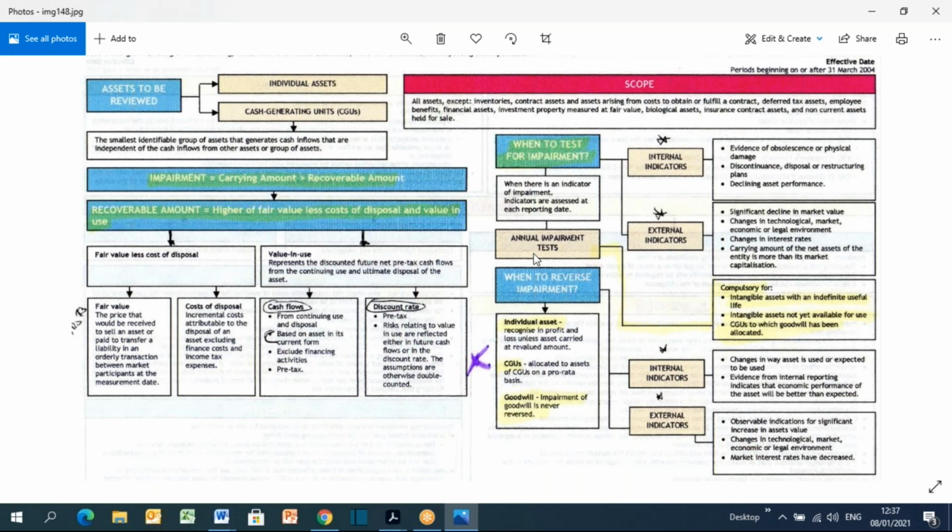And what are the factors? They can be internal or they can be external. So remember these factors in here, that are for an individual asset, or for a cash generating unit. Also from this standard, you should remember that the impairment of goodwill is never reversed, and you should know this when you're calculating the goodwill for question A.